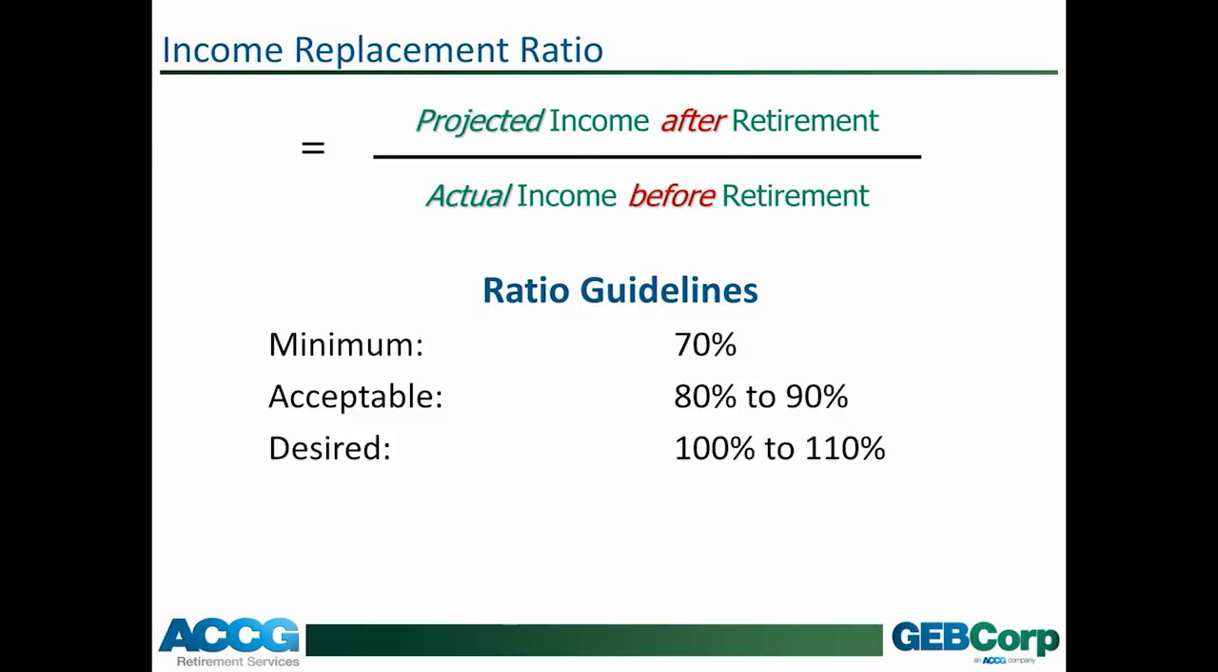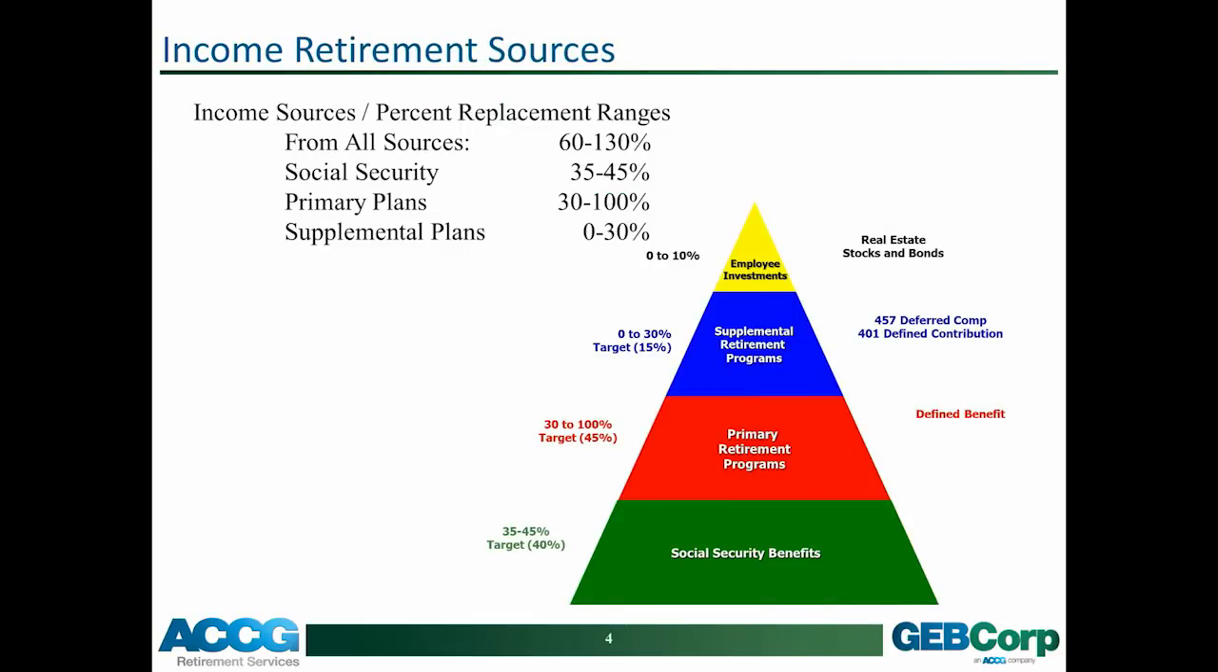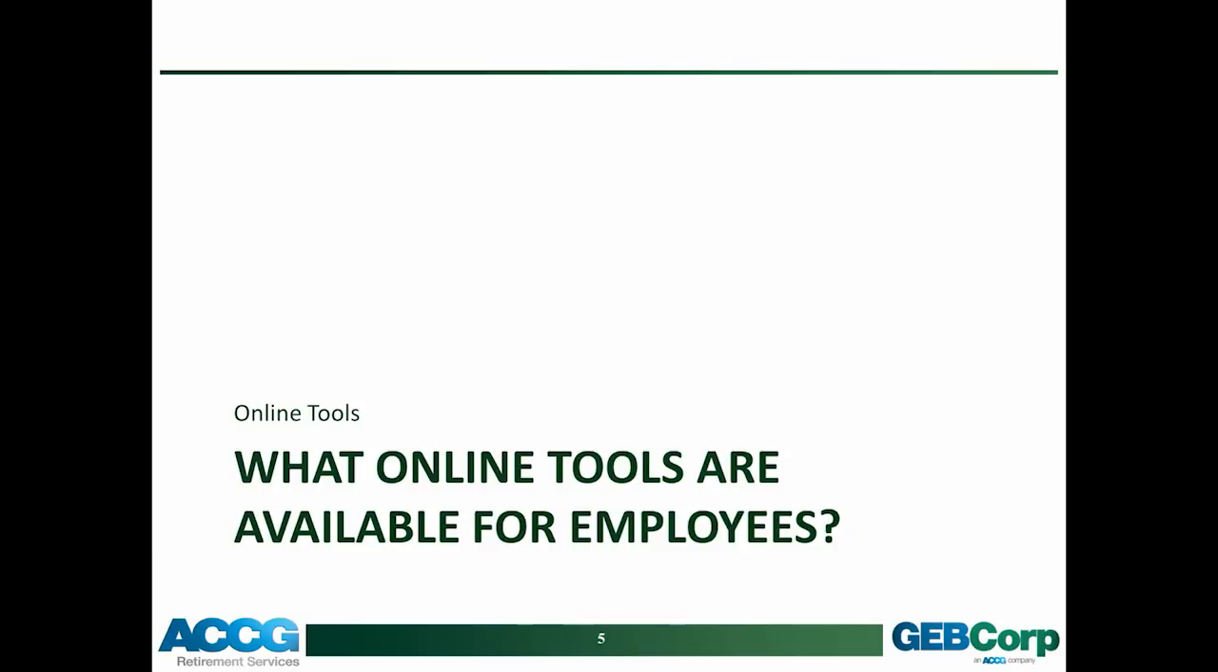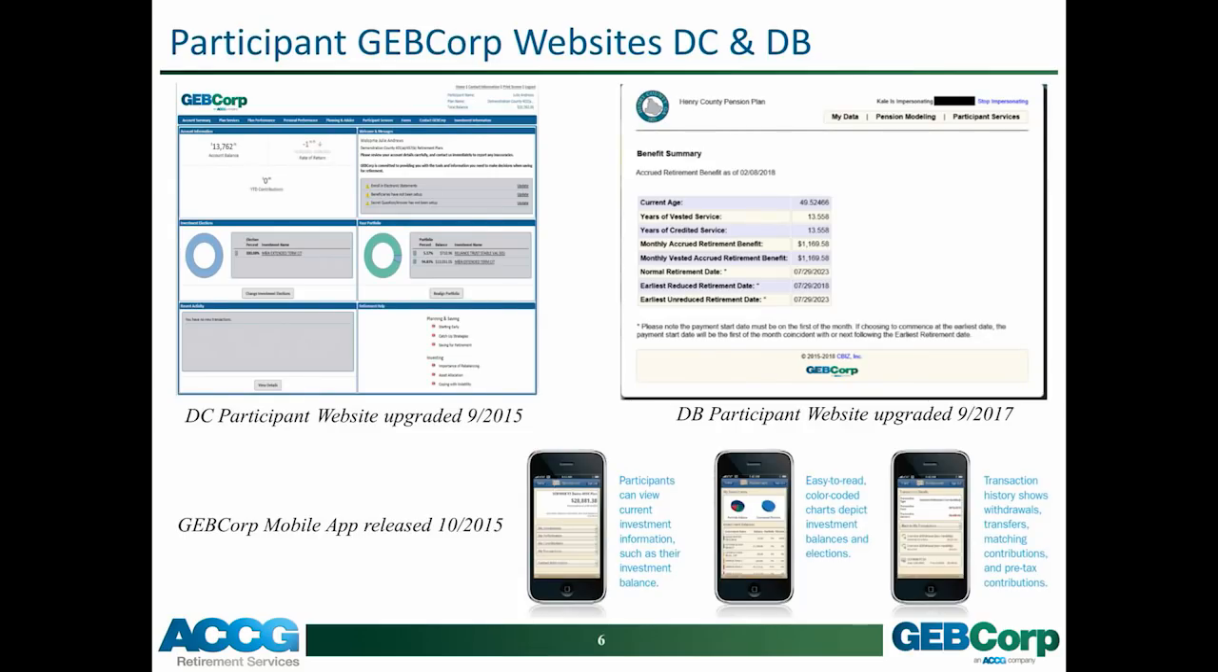But you also want to pay attention to health insurance costs, but you have a retiree health insurance program here that's pretty good also. So what online tools are available? For those who have the 401A, 457, you should have seen for years the one on the left.